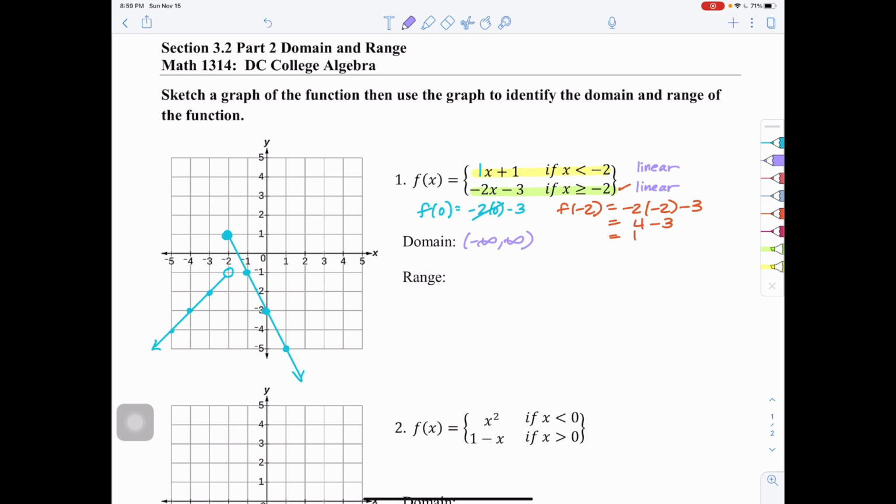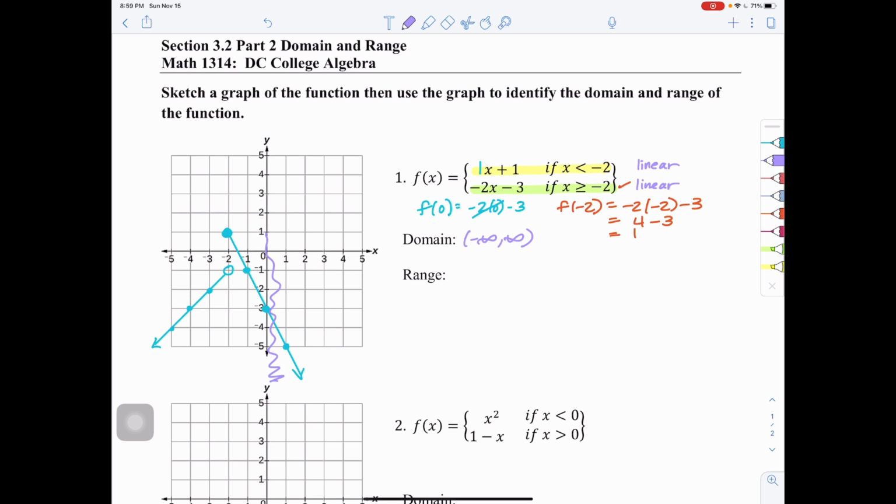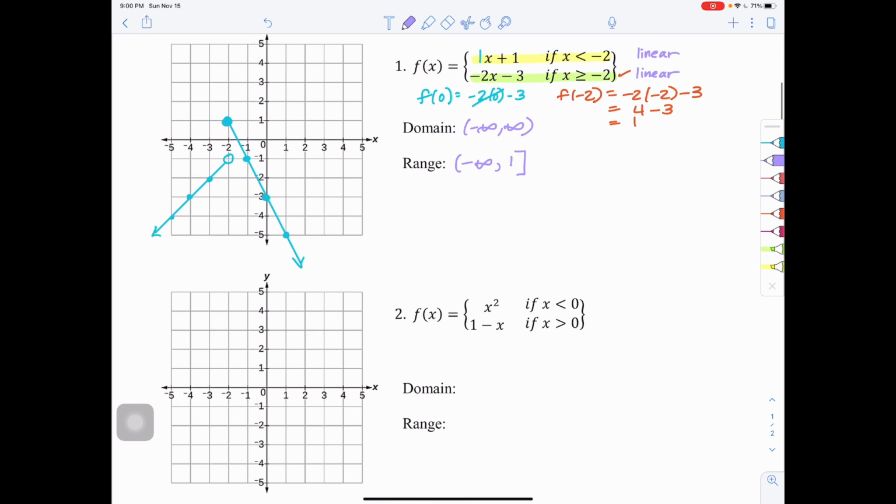Now let's take a look at the range. We need all the y values until we get to y equal to 1. And we do want to include it, but we don't want anything higher than that. So we're going to start from -infinity and go all the way to 1 and include 1. Okay? Now let's go to number 2.